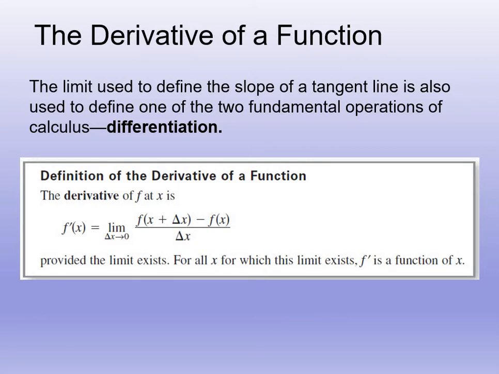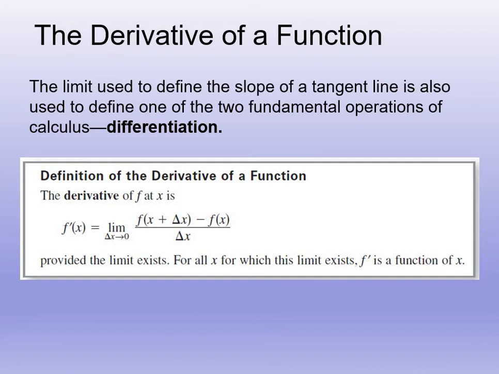All right, so we're going to use the limit to define the slope of the tangent line. Okay, we're going to call this differentiation. Differentiation, we're going to say the derivative. All right, so this is the definition of the derivative of a function here. Notice we have f apostrophe of x. We pronounce that f prime of x.